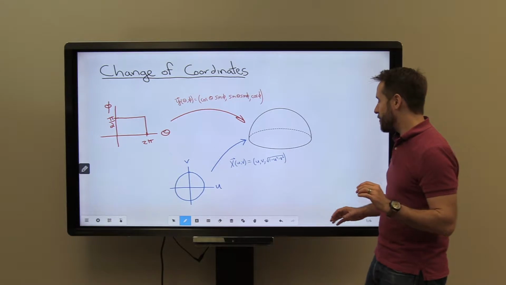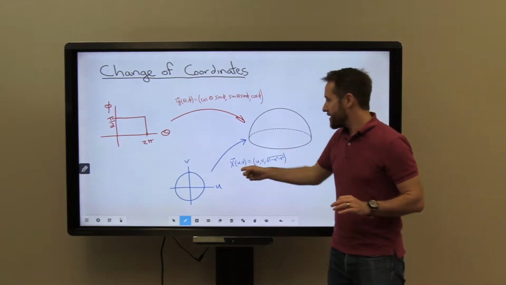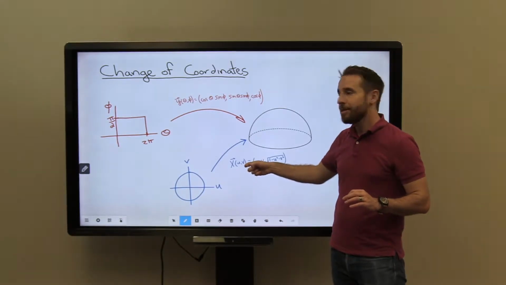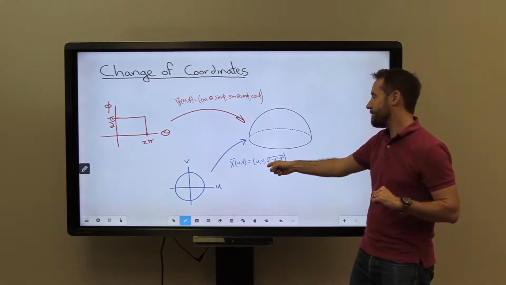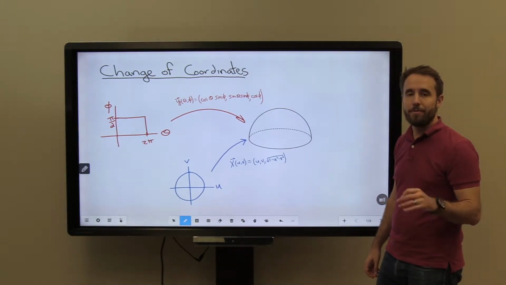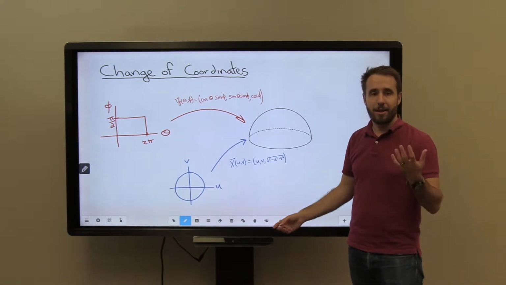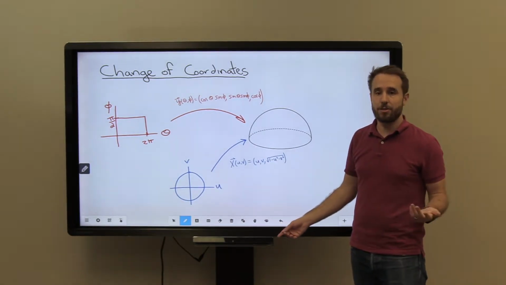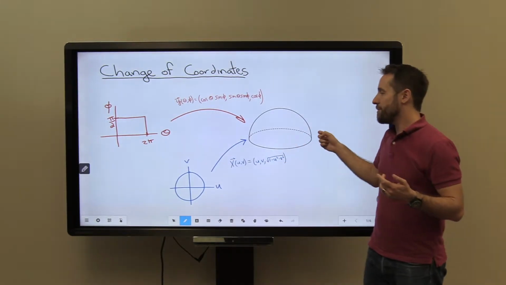At the same time, we have another coordinate system. We can talk about this map, x of u comma v, and this is the map x of u comma v equals u comma v, comma the square root of 1 minus u squared minus v squared. So this is also mapping a set of points in a two-dimensional space, our uv plane, into three-dimensional space.